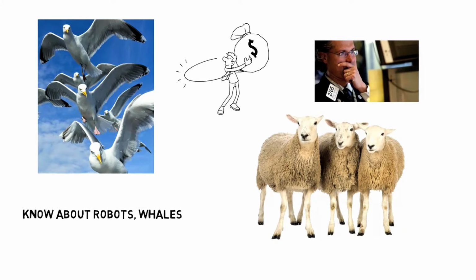And we like to consider ourselves seagulls. We have a plan. We've seen how the whales and the robots like to trade, and we like to then join that move for a short period of time, take our profits, and hop off before they decide to take it in a different direction.